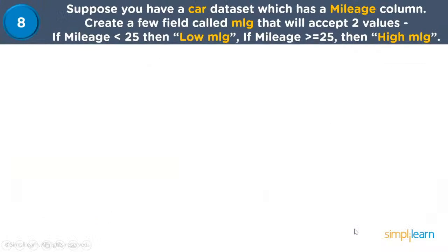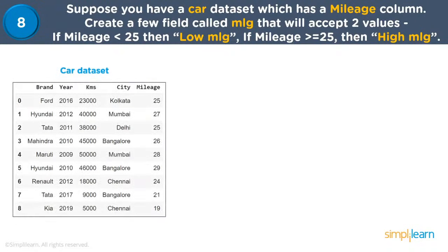Okay, now moving to our 8th question. Suppose you have a car dataset which has a mileage column. You need to create a new field called MLG that will accept 2 values. If mileage is less than 25, then the value should be low MLG, and if the mileage is greater than or equal to 25, then the value should be high MLG.